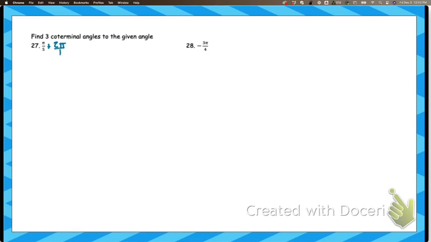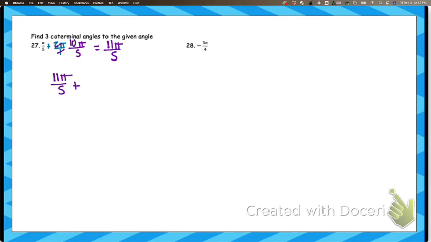Right now, it's 2 pi over 1. I need a denominator of 5. So I'm going to multiply the top and bottom by 5. Then I can add across the top, and I get 11 pi over 5. Remember, though, there's an infinite number of answers here.